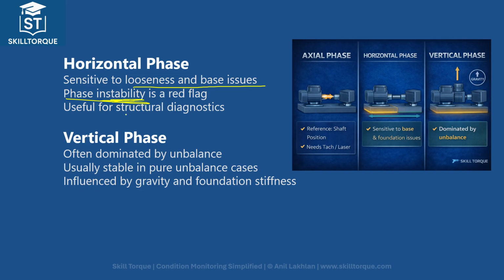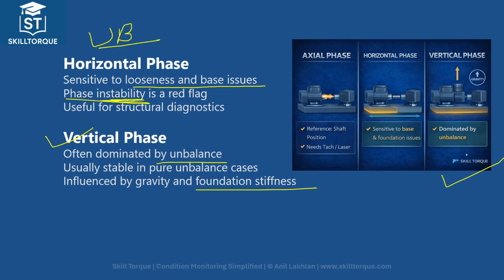Okay, sorry, in the horizontal I forgot to mention unbalance, but unbalance is also a key thing in the horizontal phase. Same thing if you go with the vertical. In the vertical also, if you have any unbalance issues, any issues related to stiffness, or any kind of foundation looseness or bolt looseness or something like this, you will get everything in the vertical phase.